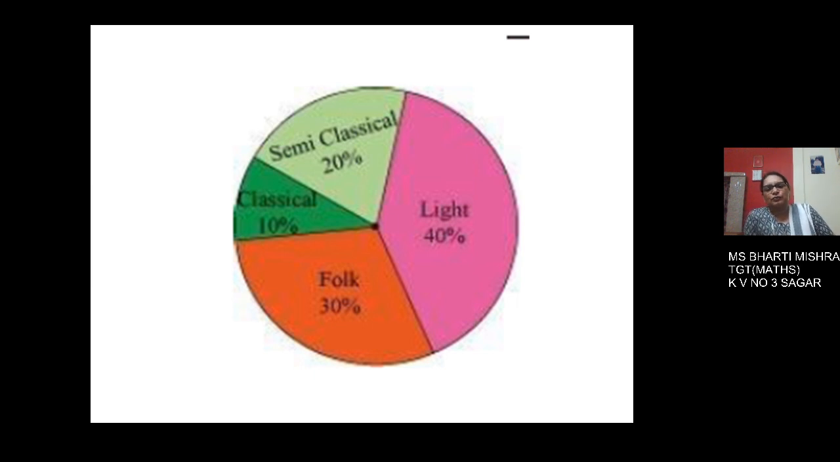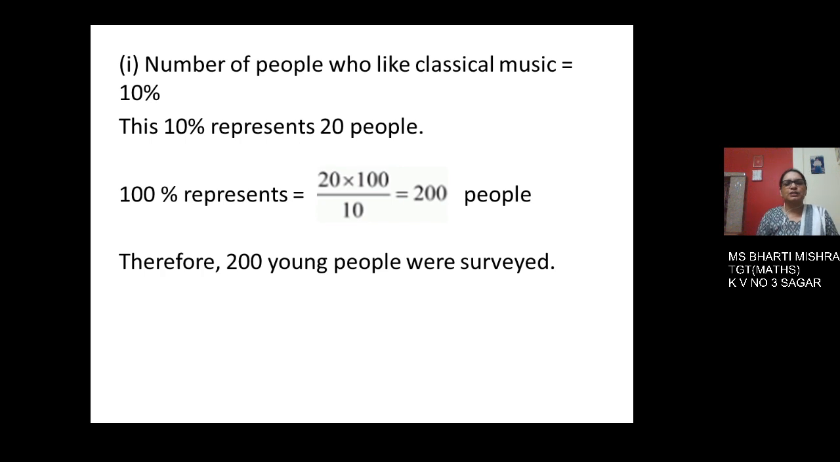Here 4 colors are represented. Each color represents one type of person who likes a particular kind of music. The first one is semi-classical, that is 20%, classical, 10% of people like, folk music 30%, and light music 40%. So let us calculate the first type.